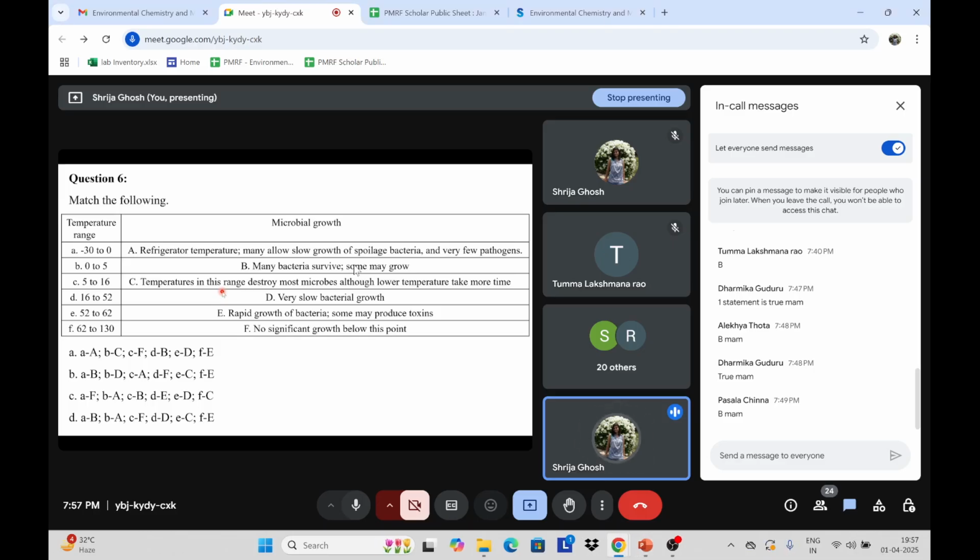So just look at the options carefully and write your answers in the chat box. What do you think the correct answer would be? Match properly and see. What would be the correct answer? Write your answers in the chat box.